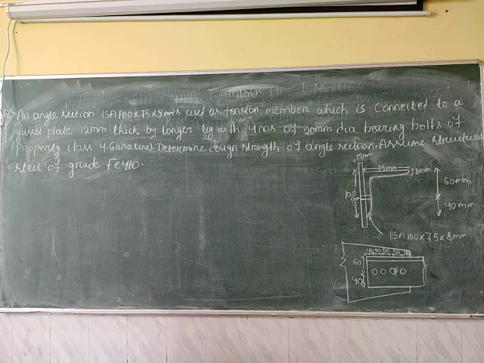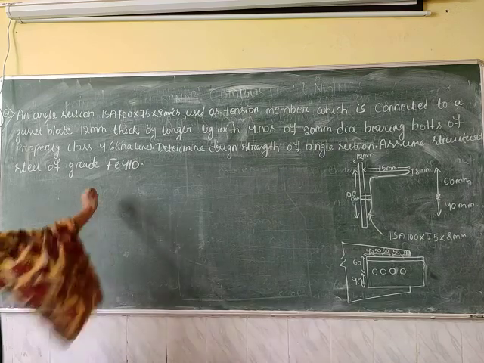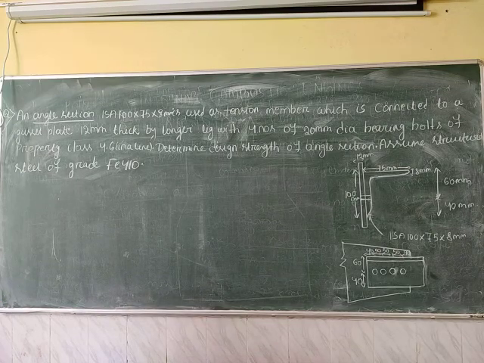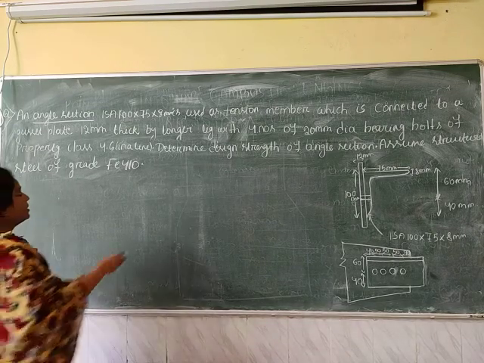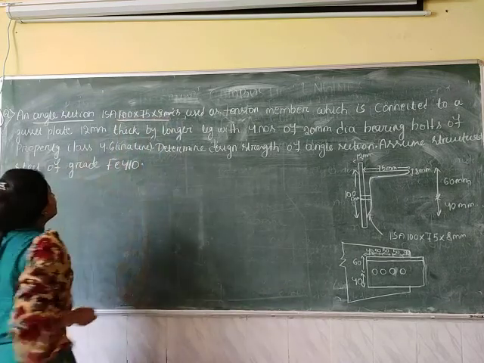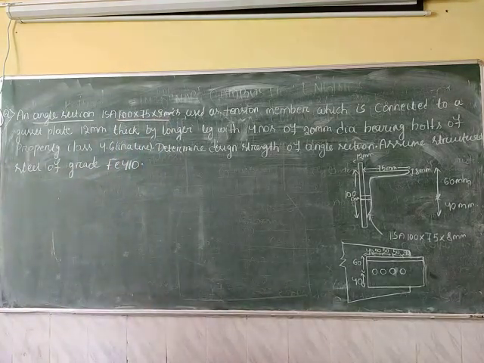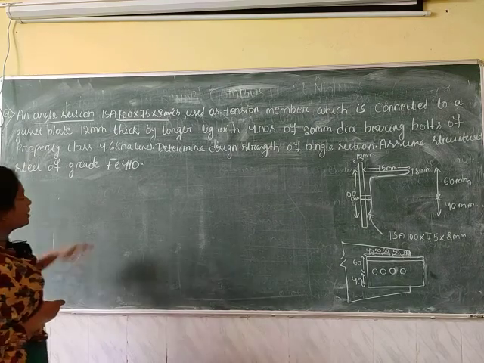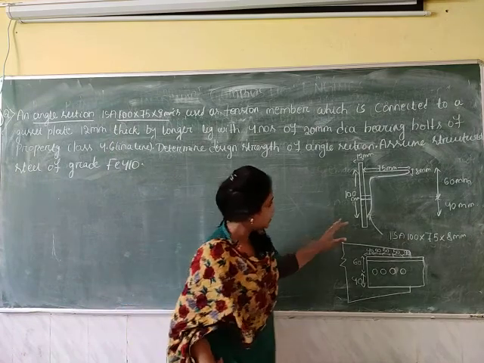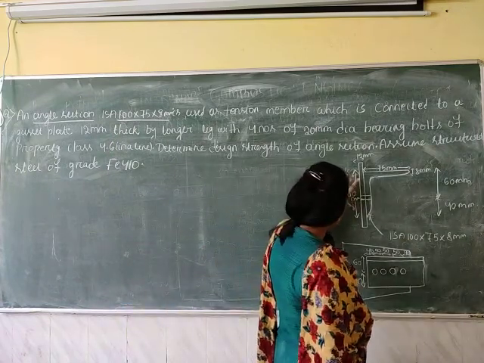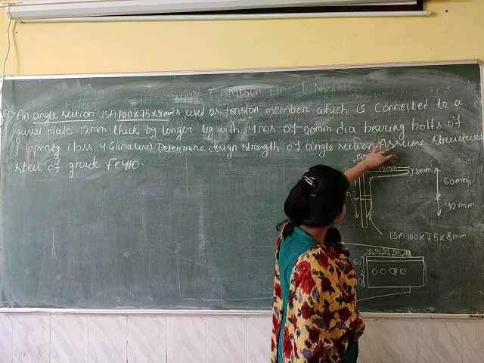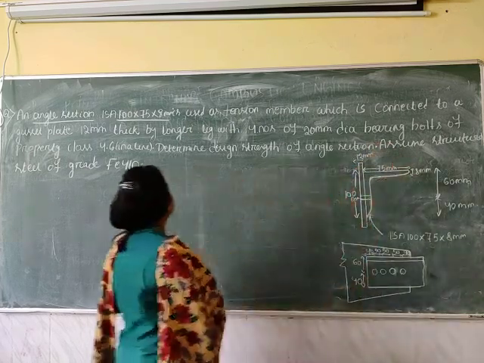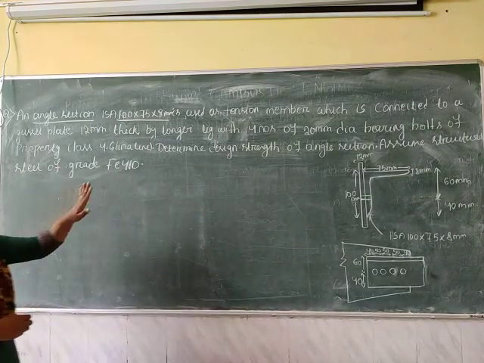Okay. So, from the question you can see that here an angle section is given, that is ISA 100 into 75 into 8 mm. So, from the dimension you can know that this is an unequal angle section, as here the lengths of the two legs are different. Here you can see the length of one leg is 100 mm and the length of the other leg is 75 mm, and the thickness of the angle section is 8 mm. Okay. Is used as tension member.